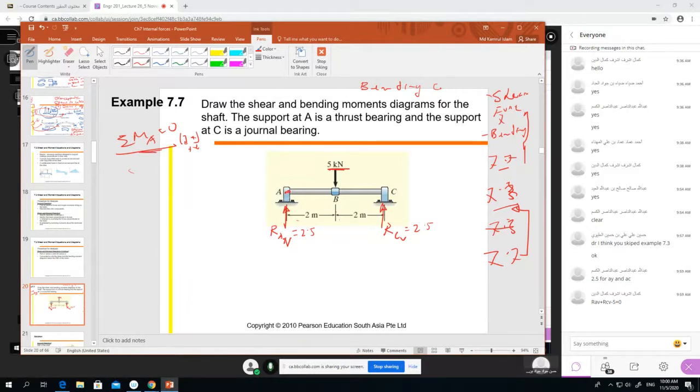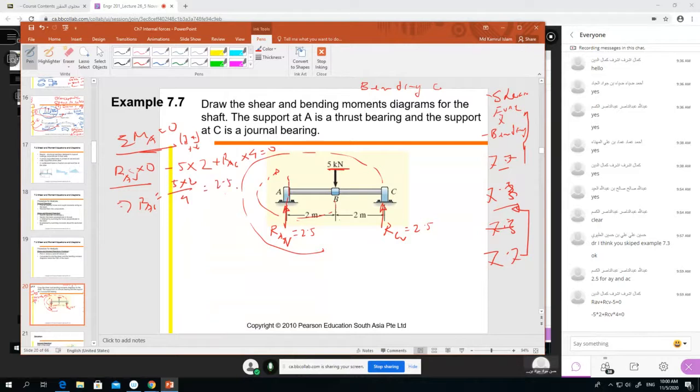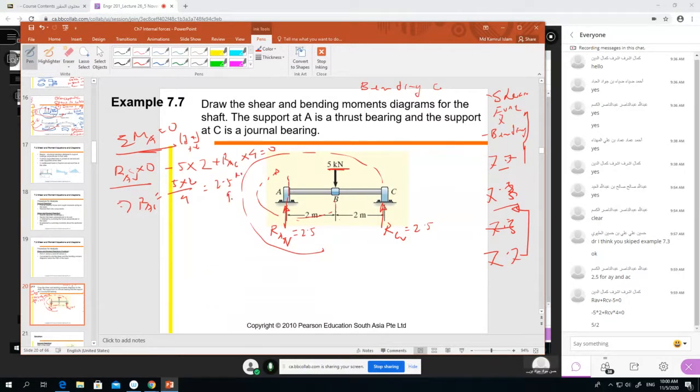So if you take the moment about point A, what do we have? RAV into 0, because it goes through A, so the distance is 0. Then we have the 5 kilonewton force, which rotates clockwise, so -5 into 2, plus RCV into 4 equals 0. So RCV equals 5 into 2 divided by 4, equal to 2.5 kilonewton positive. So the result is 2.5 and 2.5. Easily we can calculate.